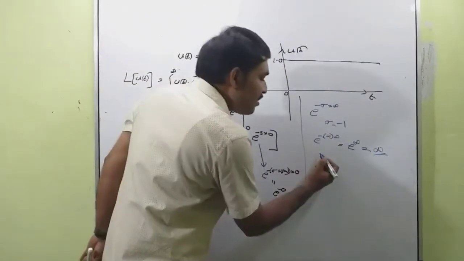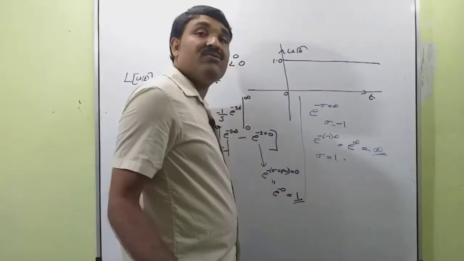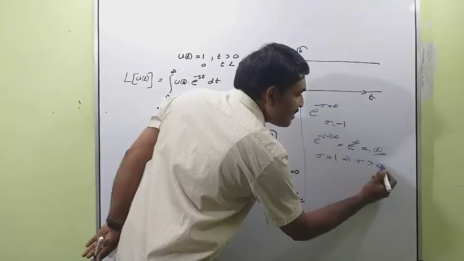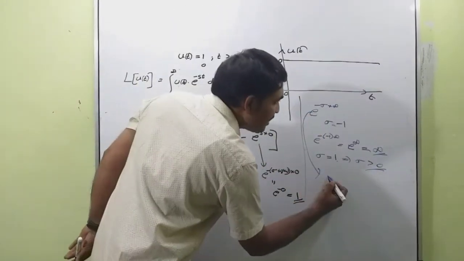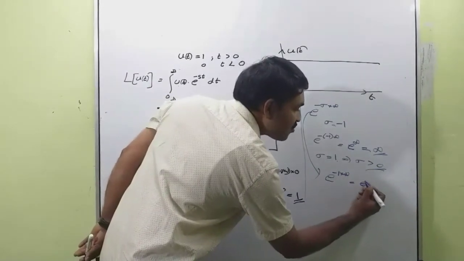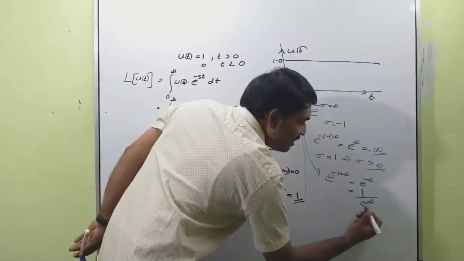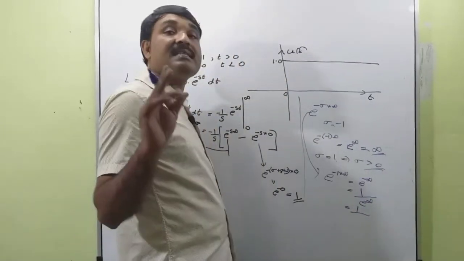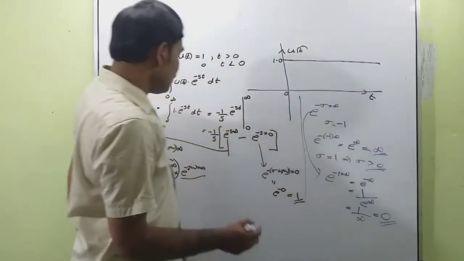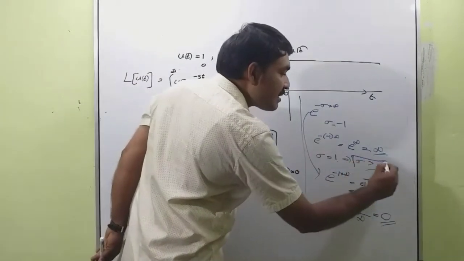Right. Now, suppose sigma is equal to 1. That means sigma is a positive value, that is, sigma is greater than 0. What happens to this value? This becomes e raised to minus 1 into infinity, that is equal to e raised to minus infinity. E raised to minus infinity can be written as 1 by e raised to infinity. That is 1 by infinity, which is equal to 0. So this term becomes 0 when sigma is greater than 0.